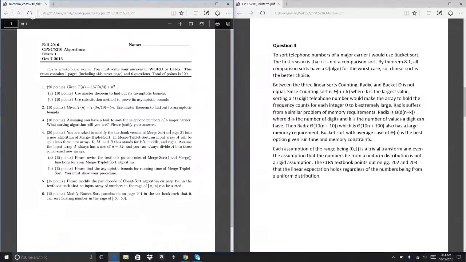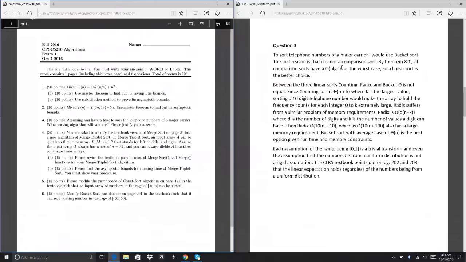Question 3. Assuming you have a task to sort the telephone numbers of a major carrier. To sort the telephone numbers of a major carrier, I would use the bucket sort. The first reason is that it is not a comparison sort. And by theorem 8.1, all comparison sorts have an omega n log n for the worst case. So a linear sort is the better choice.